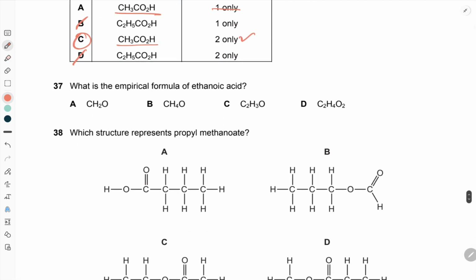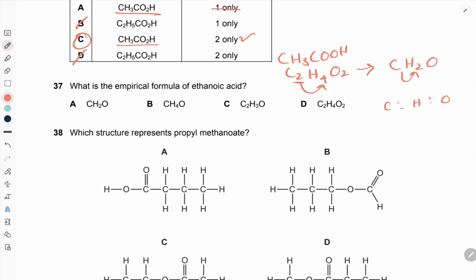What is the empirical formula of ethanoic acid? Let's first write the molecular formula. CH3COOH. The molecular formula would be C2H4O2. Empirical formula is the simplest formula, so the ratio would be CH2O. 2 carbon needs 4 hydrogen, so 1 carbon needs 2, right? So I can write the balanced ratio 2, 4 and 2. Simplest would be 1 to 1. So this is the empirical formula, which means A is the correct answer.